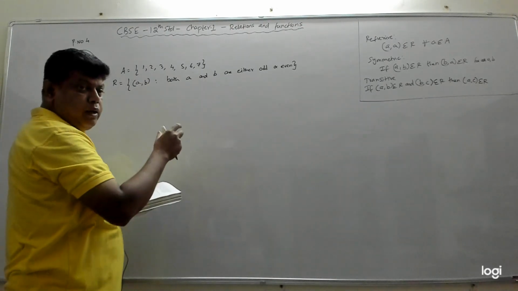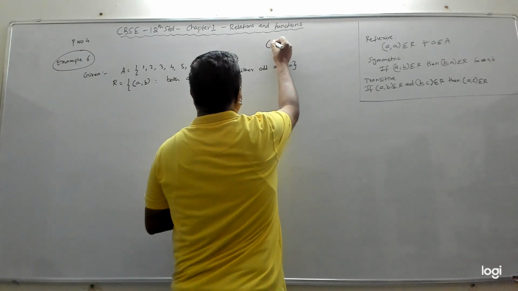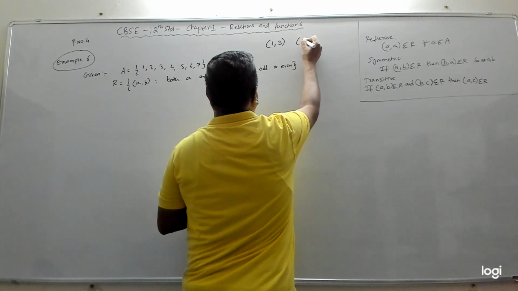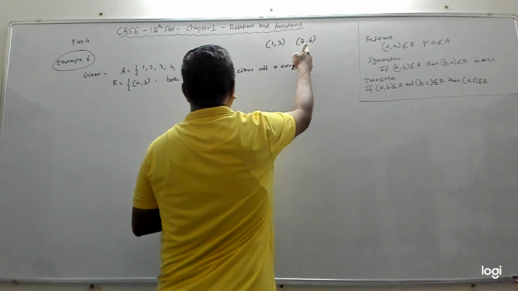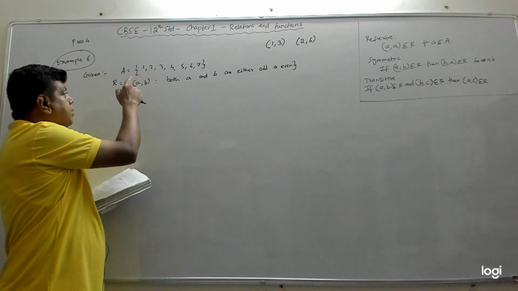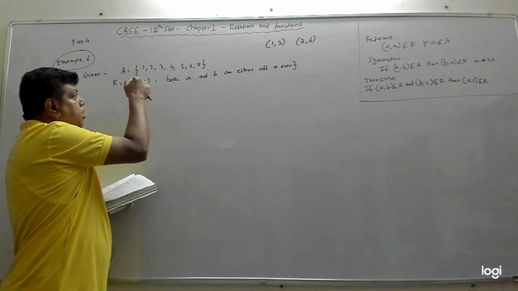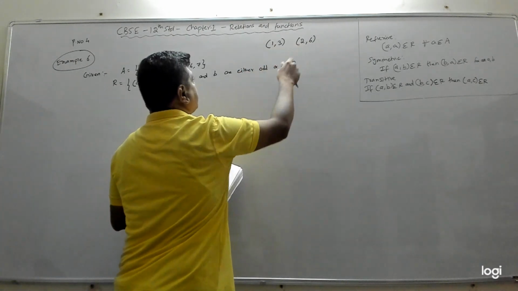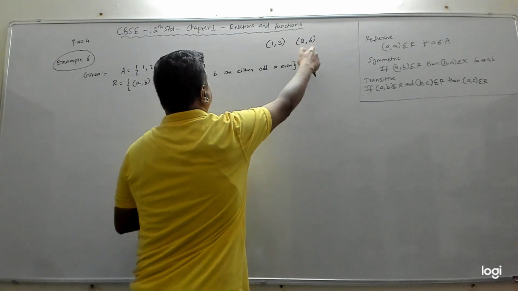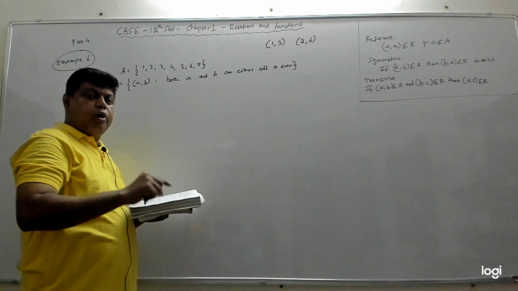So either both the elements are odd or both are even. It will have elements like (1, 3) because both are odd, so this element will be in this set. Or it may have something like (2, 6) because 2 and 6 both are even. So an element A is related to B if both are odd or both are even. Here A is 1, B is 3. Here A is 2, B is 4. Either both A and B are together even or together odd.